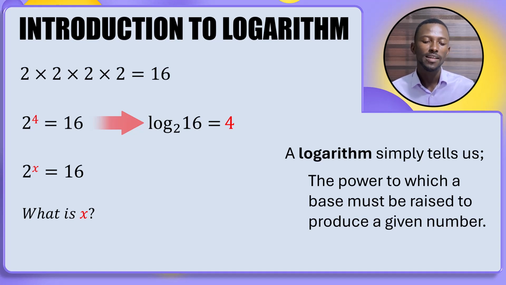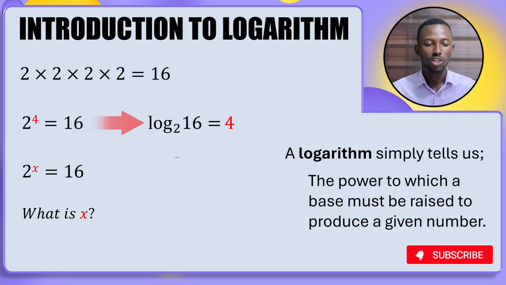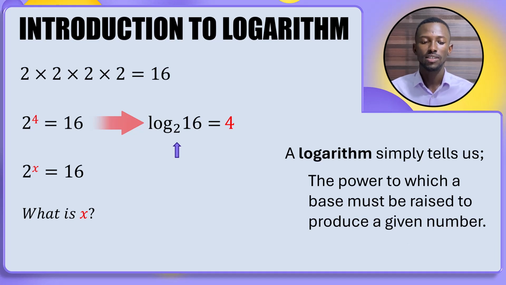So if you compare the way I've expressed this in terms of logarithm to the initial equation, you can tell that the 2, which is the base of the log, is the base in the indices. Then the 16 is the result, and then the 4 is the exponent. Basically, that's what it means. So log to base 2 of 16 equals 4, meaning 2 must be raised to the power of 4 to give us 16. So logarithm and indices are very much related.